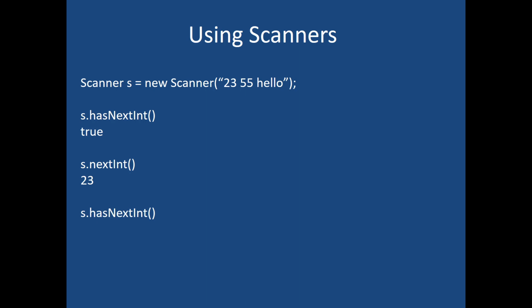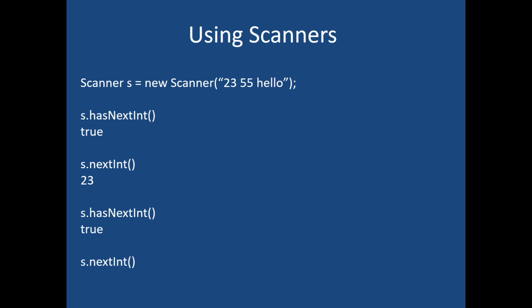Now, what if we ask again, is the next token an int? The thing to realize is, when you take the 23 out of the scanner, it's gone. What's the new first token now, after you remove the 23? 55. So if we now ask, next int, it doesn't just give you the 23 back, it modifies the state of the scanner so that it's got a different thing in it now. So now when you ask, does it have a next int, what's the answer going to be? Still true, because that 55 is sitting there.